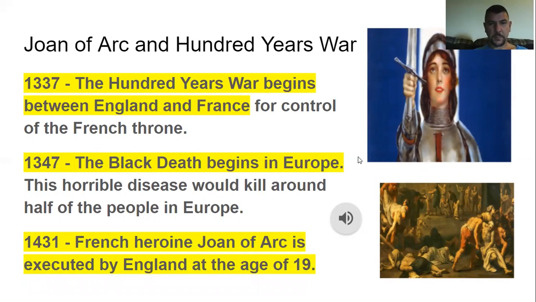1337, the 100 Years' War begins between England and France for control of the French throne. 1347, the Black Death begins in Europe. This horrible disease would kill around half of the people in Europe. In 1431, French heroine Joan of Arc is executed by England at the age of 19.